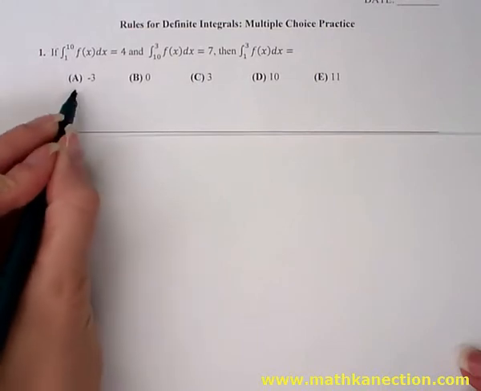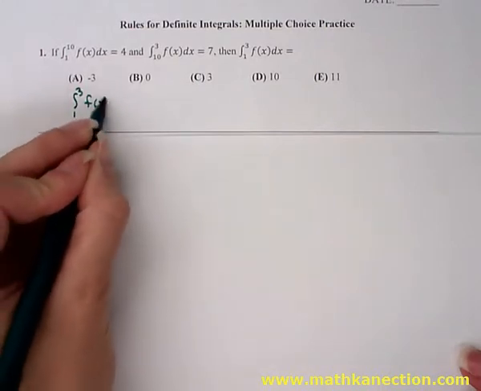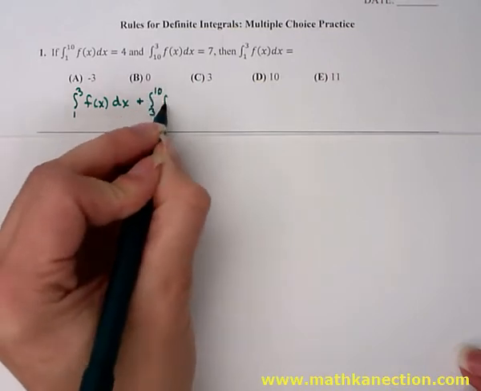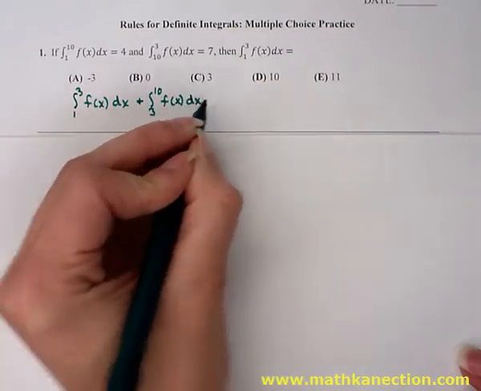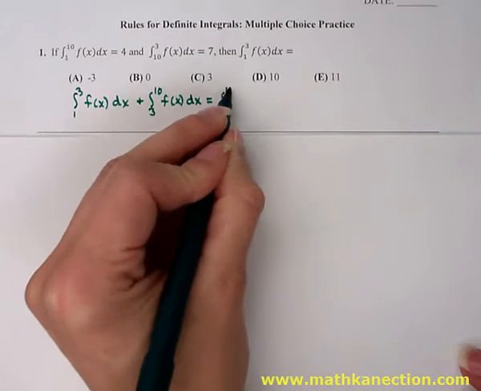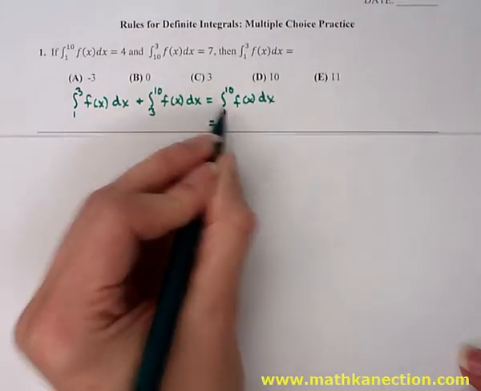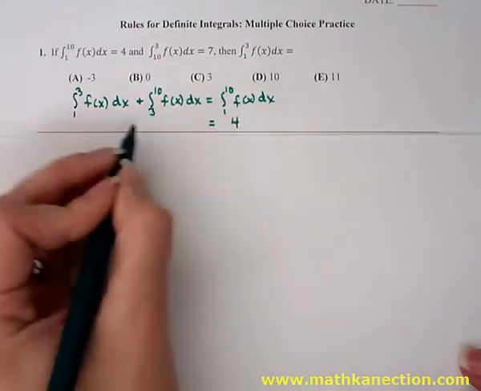So in our multiple choice, we're looking for the integral from 1 to 3 of f of x dx. The integral from 1 to 3 of f of x dx plus the integral from 3 to 10 of f of x dx is equal to the integral from 1 to 10 of f of x dx. The integral from 1 to 10 of f of x dx was given in the problem as 4.